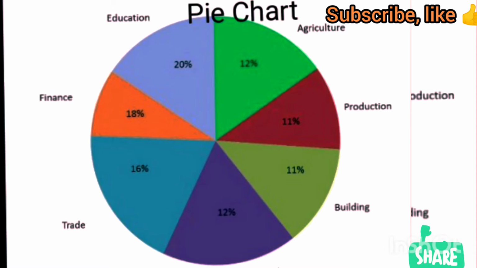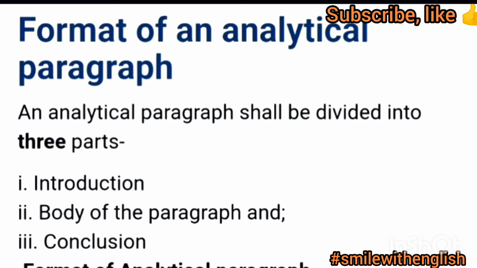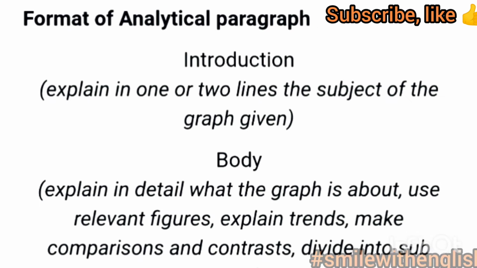Okay, so now let's see the format, how you have to write the analytical paragraph. So this is the format of an analytical paragraph. It will be divided into three parts. First part will be your introduction, then the body of the paragraph, and conclusion, the third one. Basically in the introduction you have to explain in 1 or 2 lines the subject of the graph and the question which is given to you.